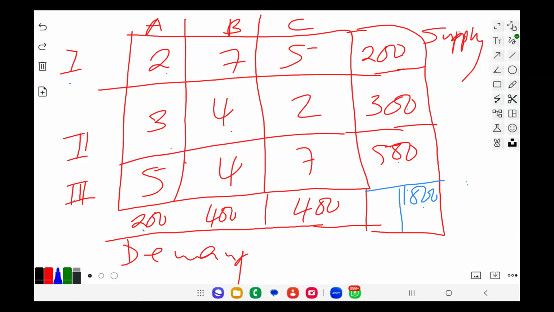let's say there is a shortage on the demand side. Let me change here. You see what I'm talking about. Let me put, for example, 300 here. So when you total, this will be 900. The demand will be less than the supply. Total demand will be 900, but the supply is 1,000.